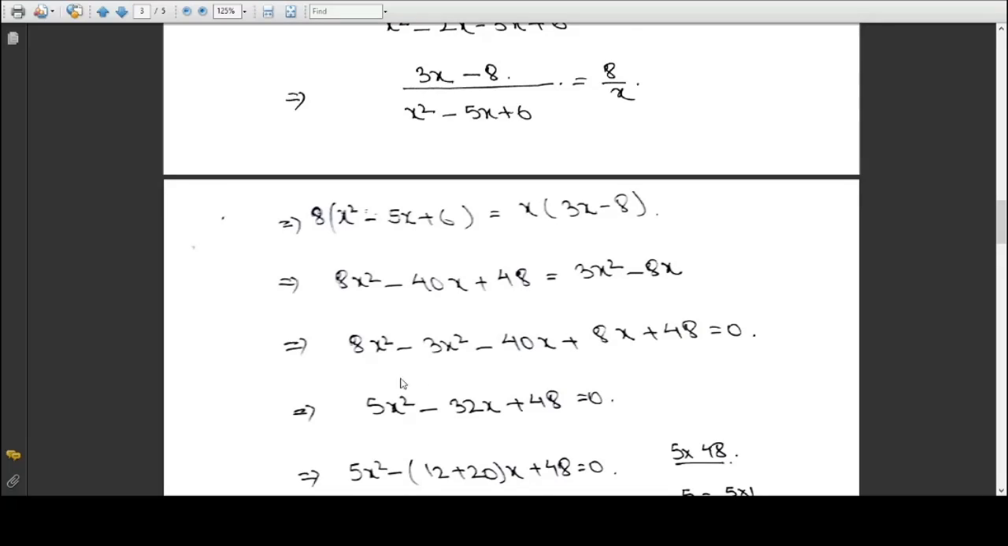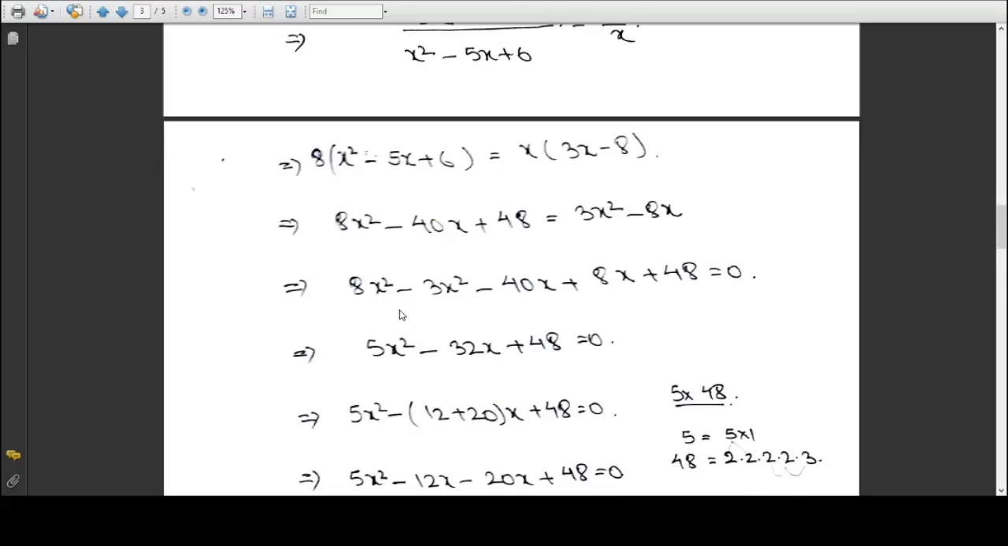On the left side you have 8x square. You look for the similar term on the right side, there is 3x square. When you bring it to the left it is minus 3x square. Then you have minus 40x. This 8x is a similar term, you bring it to the left, it is plus 8x, and then you have 48 equal to 0. On simplifying, 8 minus 3 gives 5x square. Then 40 minus 8 is 32, the minus sign is there, and then 48 equal to 0.